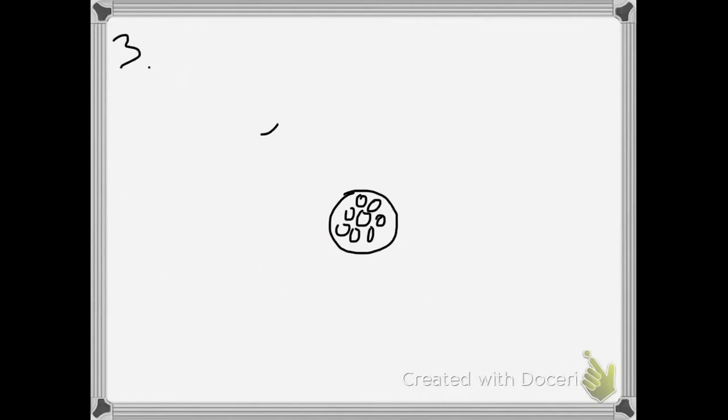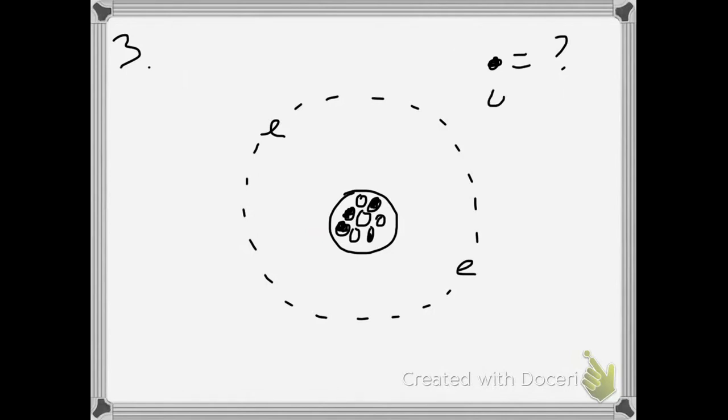Question number 3. This is a structure of an atom. And we need to label the parts of the atom. So, which part inside of the nucleus has a positive charge? What would you call that? Of course, that's a proton. Which one has a neutral charge or no charge? And of course, the E that surrounds the nucleus, these have a negative charge, and they are called electrons.